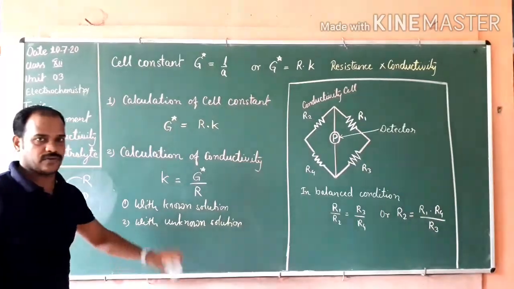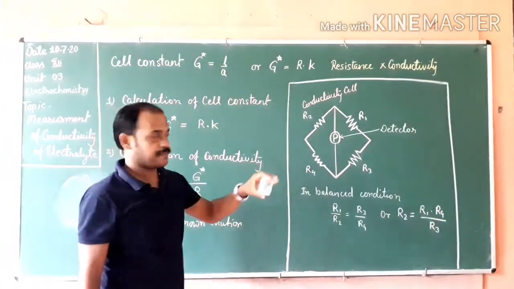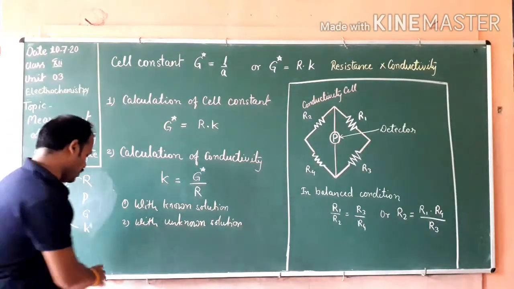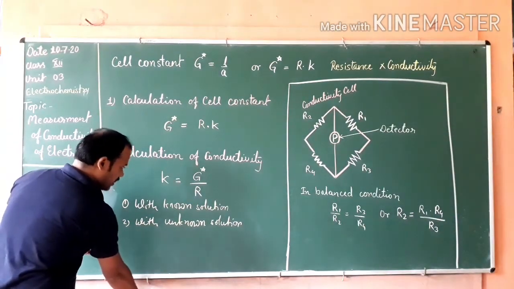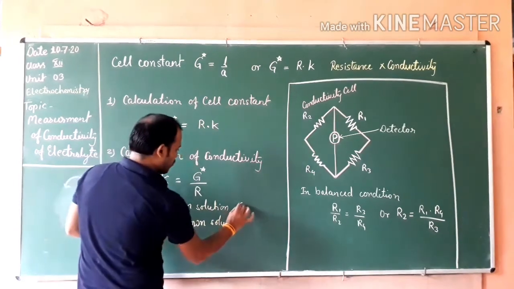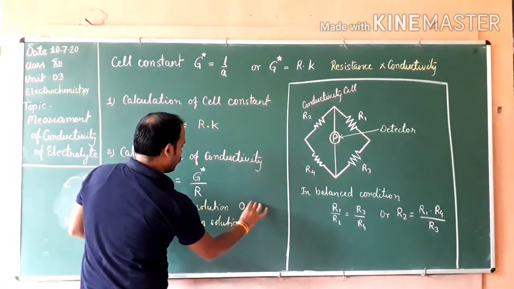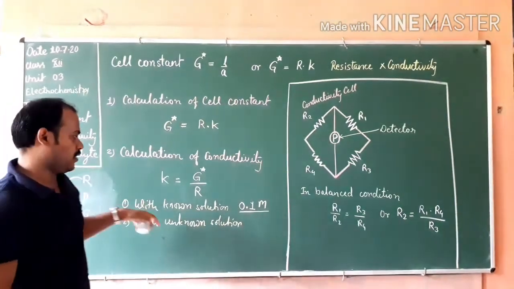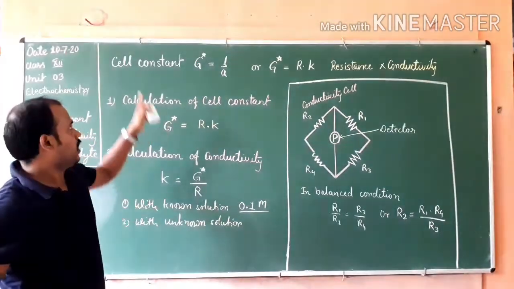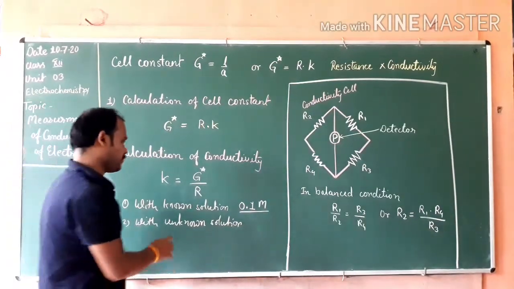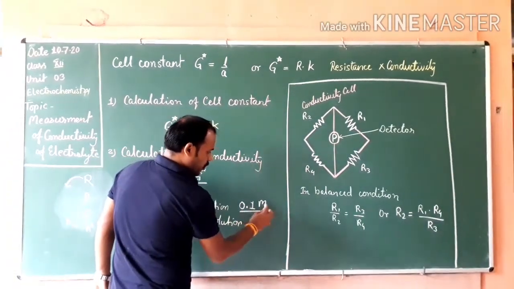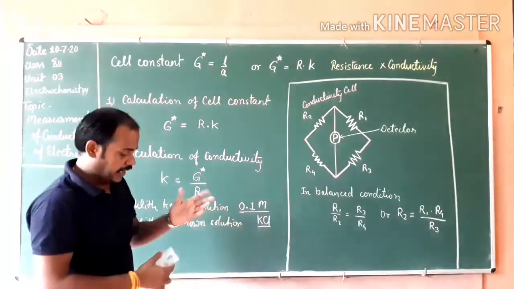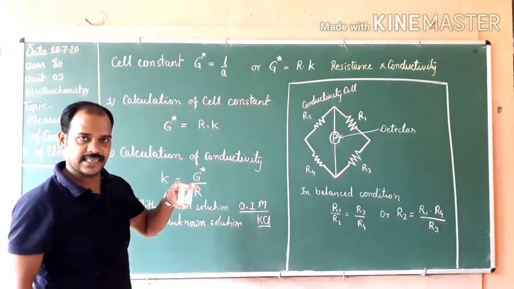Now, how can we calculate these two values? Come to the cell constant. In this conductivity cell, the solution filled is known, which means its molarity is known. Suppose we are using a 0.1 molar solution. So how can we calculate this cell constant? First, a 0.1 molar solution of KCl, potassium chloride, is filled in the conductivity cell.